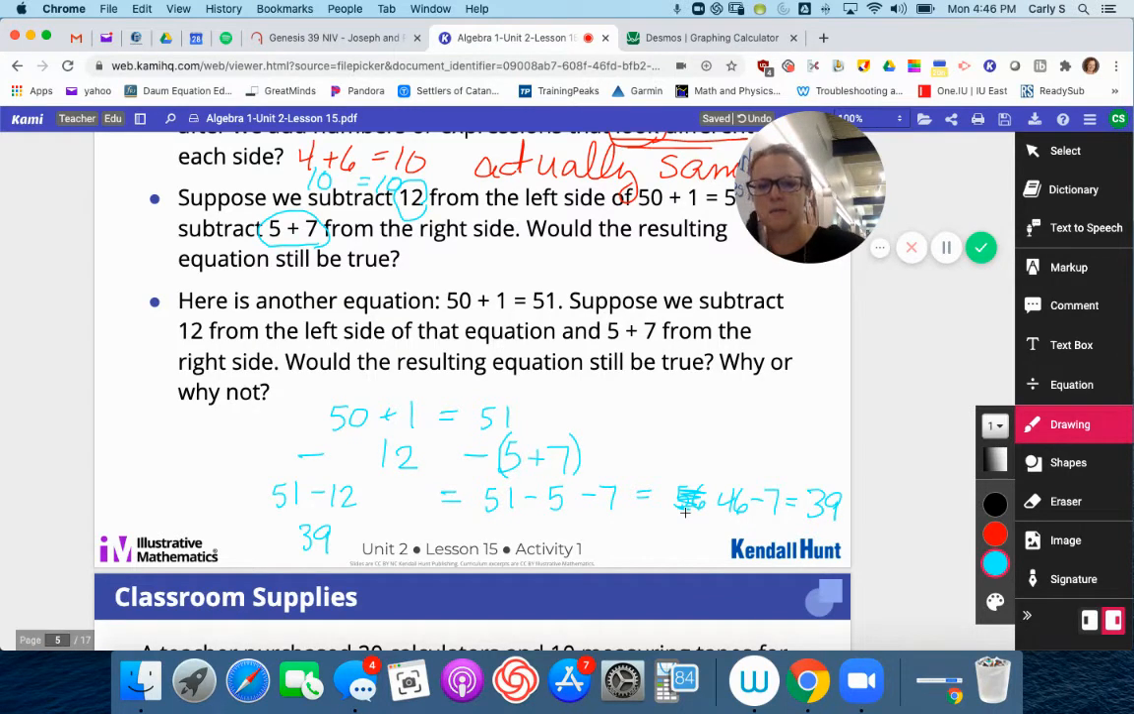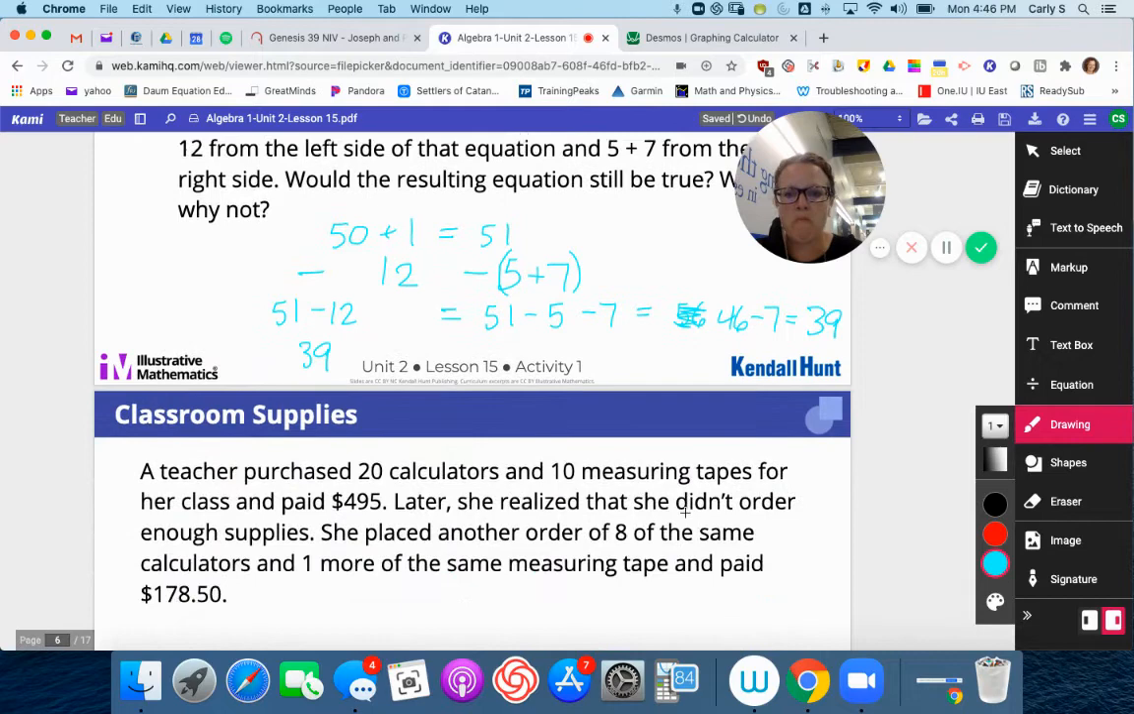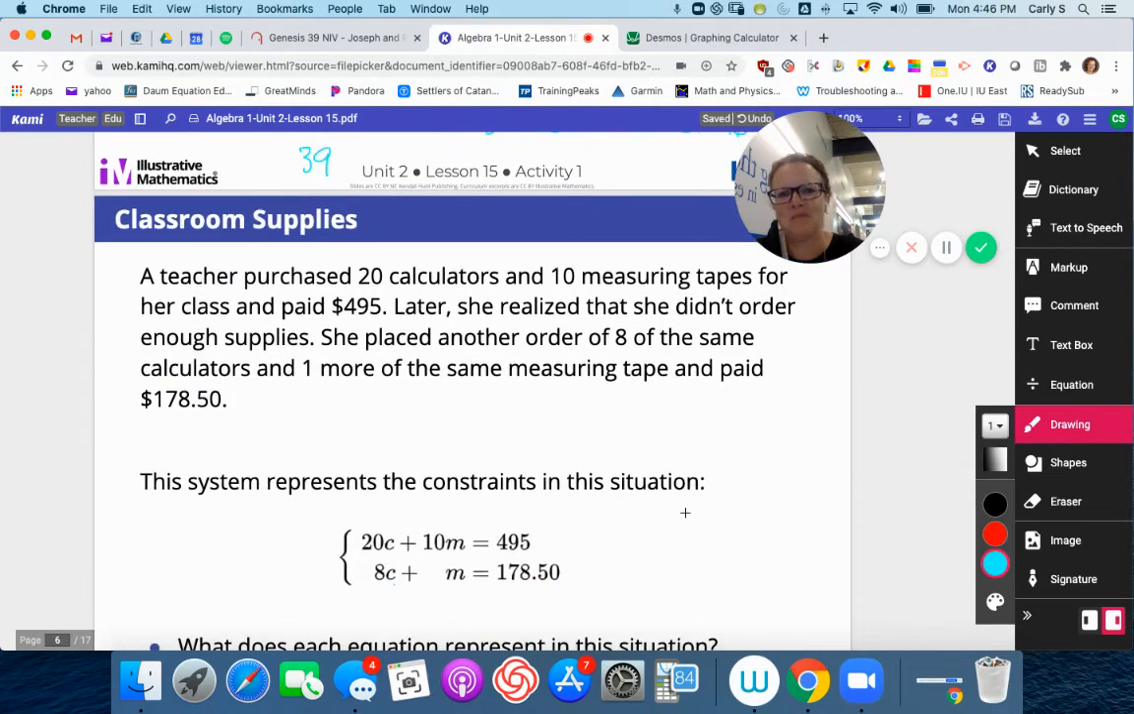It works out, right? So the resulting equation is still true, because we subtracted 12 and we subtracted 5 plus 7, and 5 plus 7 is equal to 12. All right, let's move on.